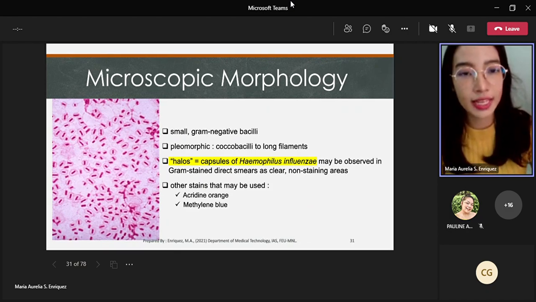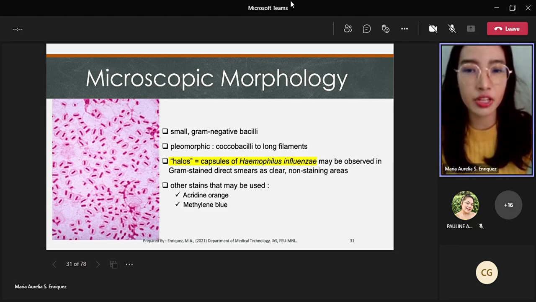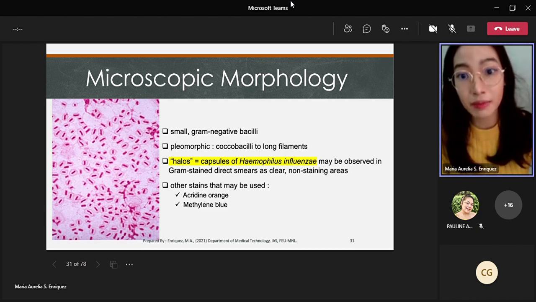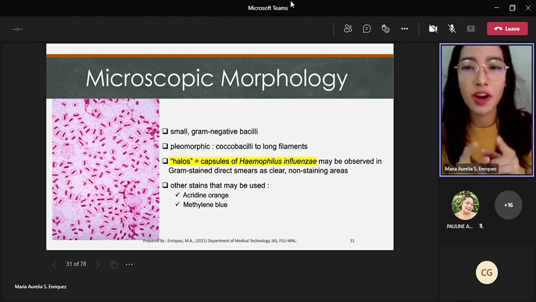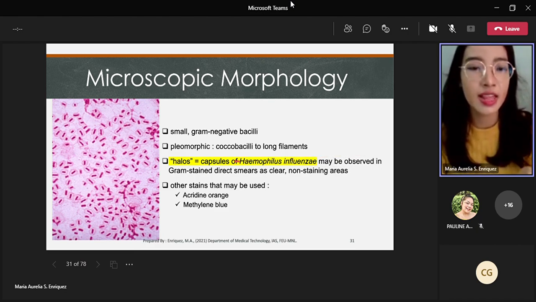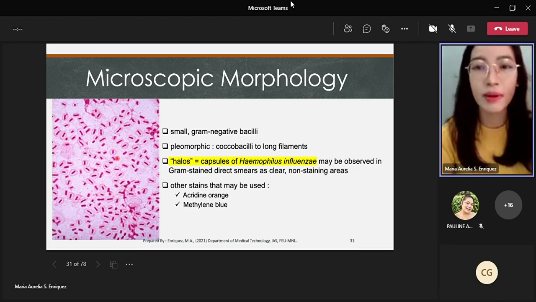Alright, tignan naman po natin yung microscopic morphology nila. Looking at the microscopic morphology of encapsulated Haemophilus influenzae, we may be able to observe the appearance of halos, which are non-staining areas that surround each cell seen in this photo to the right. So ayan po, di ba? Merong clear na area sa paligid ng bawat isang cell, and that is because they are encapsulated.